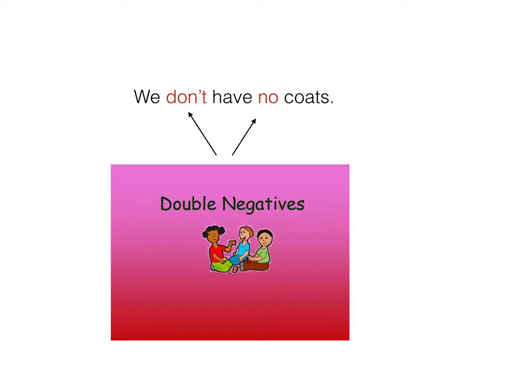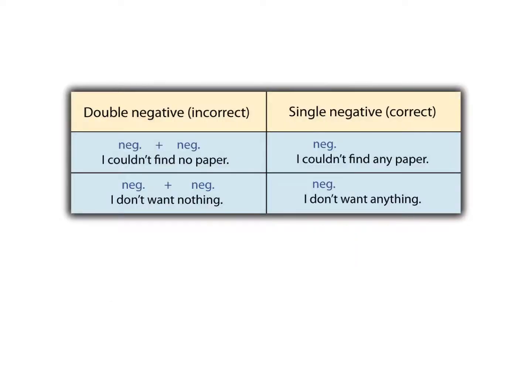Now, don't and no, we call this double negatives because we have two. Now, a double negative is incorrect. So, for example, I couldn't find no paper. I don't want nothing. We're not supposed to write that way. In English grammar, we're only allowed to use a single negative. For example, we have here in front of you, I couldn't find any paper. You can't say I couldn't find no paper, or I don't want nothing. You have to say I don't want anything.